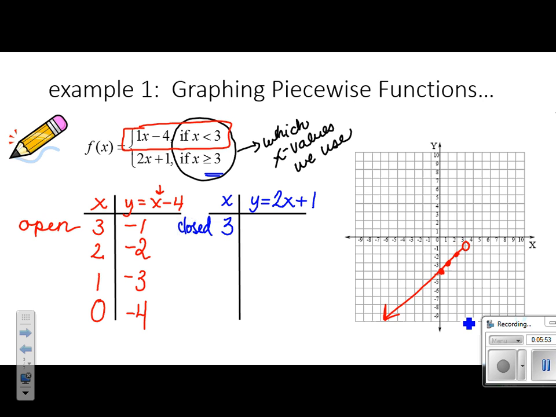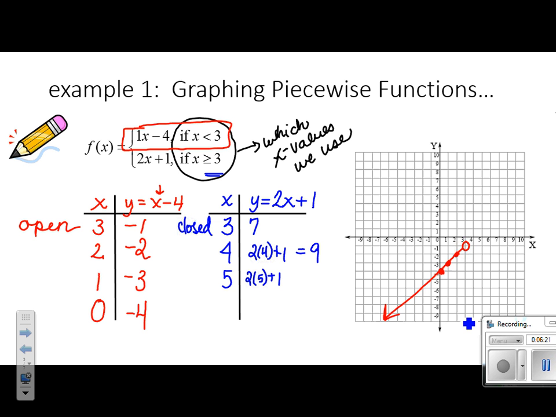Okay, and then I want values that are greater than 3, so 4 and 5. And I could keep going if I wanted to, but we'll just do these and then draw our arrow in that direction. So 3 times 2 is 6, plus 1 is 7. 4 times 2 is 8, plus 1 is 9. 2 times 5 plus 1 is 11.